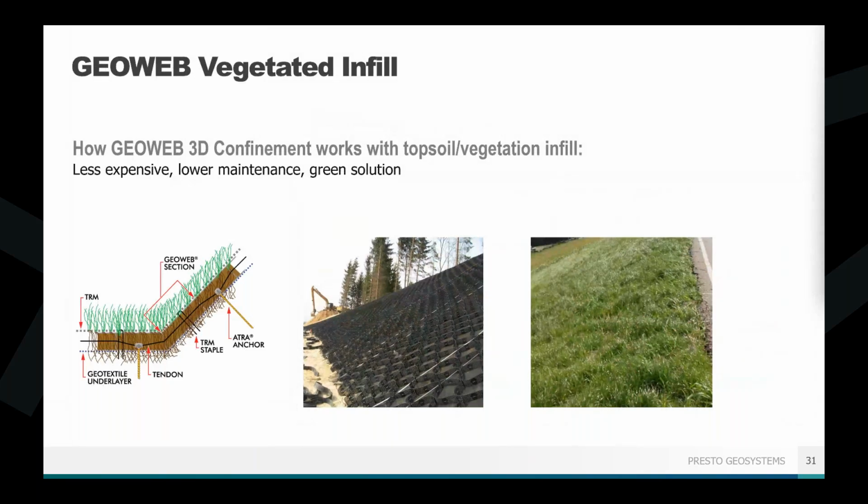And with the GEOWEB vegetated option, that topsoil, when it's confined into the cells, can actually withstand some pretty significant velocities and shear stresses, and potentially replace the use of riprap. And so we're going to talk about that a little bit more in a second, but this is probably one of the most common things, and one of the greatest benefits of the GEOWEB system: allowing for the use of vegetation in areas that otherwise might not be able to support it.